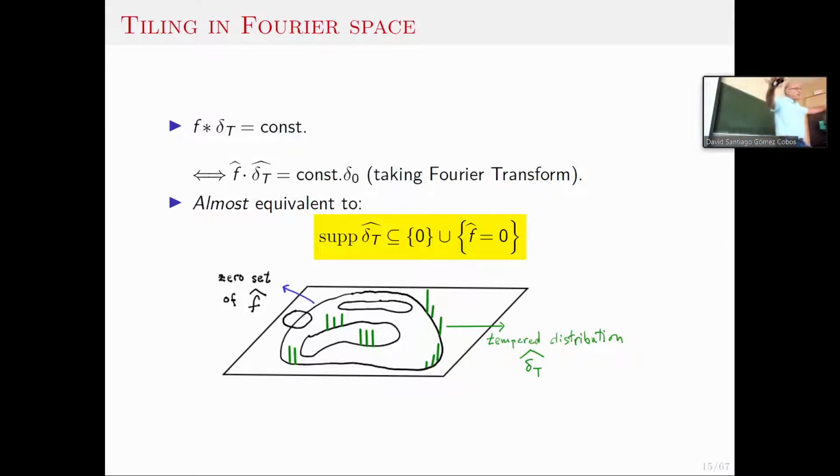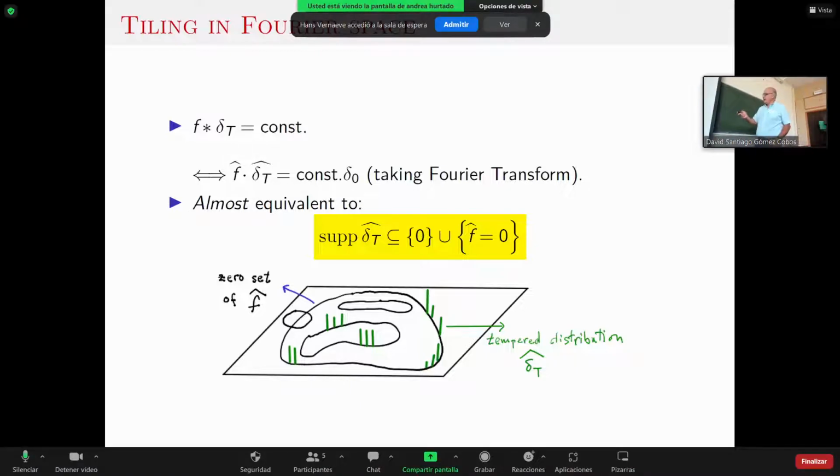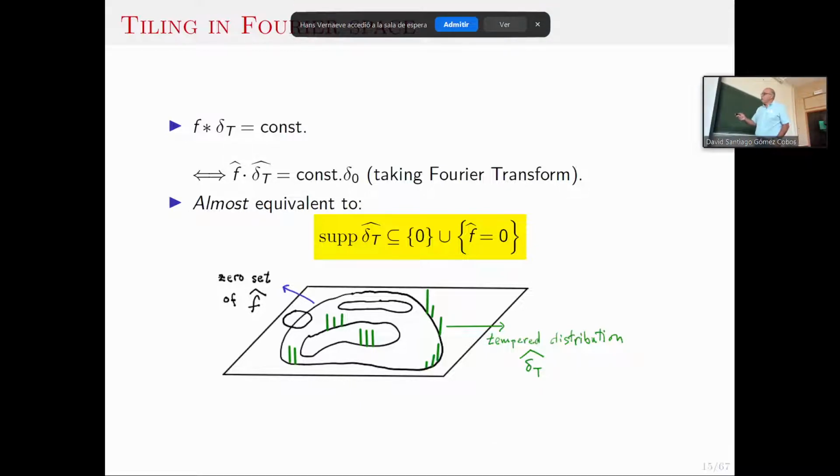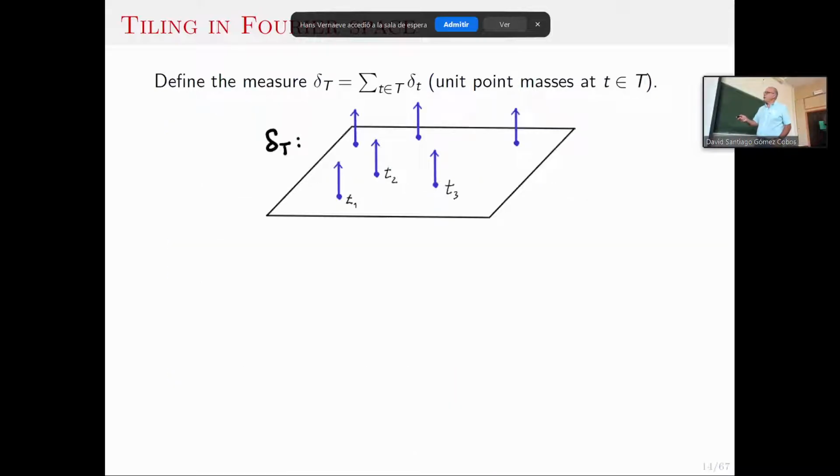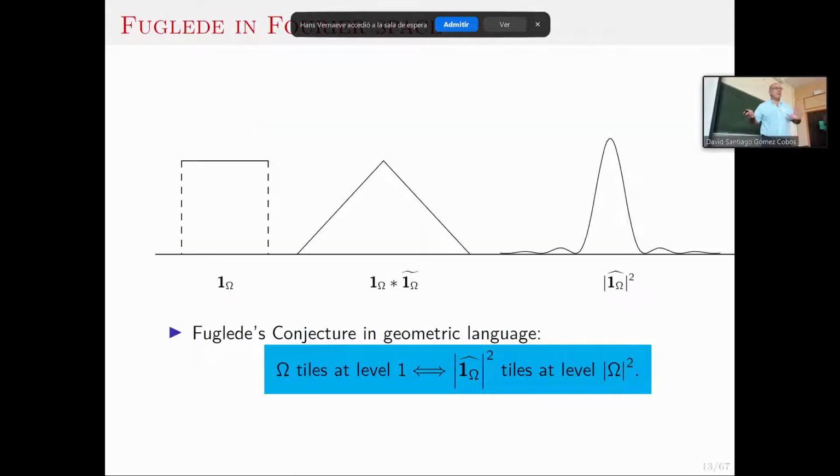You can view this as an infinite measure, which is a tempered distribution. Therefore, its Fourier transform is well defined. And what you want is that the support of this tempered distribution lives on the zero set. So if these lines, these curves are the zero set, your tempered distribution lives on those curves or in higher dimensional surfaces and so on. So this is what it means to look at tiling on the Fourier side, and then go back and see how the Fourier conjecture can be restated in completely geometric language.